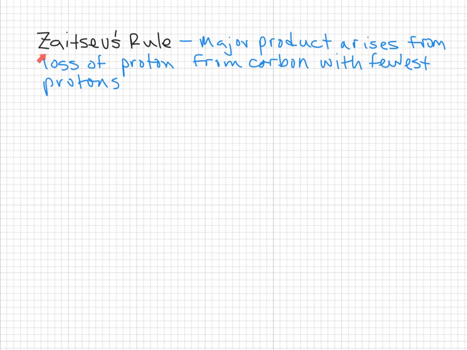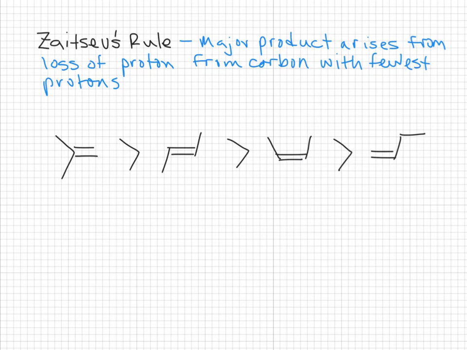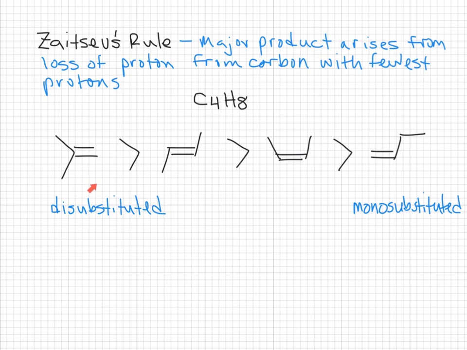Again, Zaitsev's rule is that the major alkene product arises from the loss of a proton from the carbon bearing the fewest protons. Zaitsev's rule is a consequence of alkene product stability. Experimental heats of combustion of a set of isomeric alkenes indicates that the disubstituted alkene is more stable than the monosubstituted alkene.